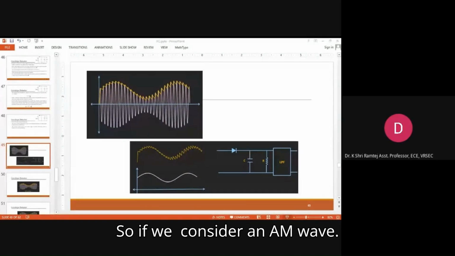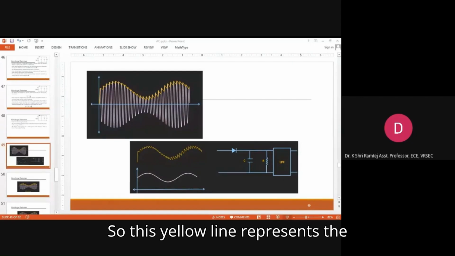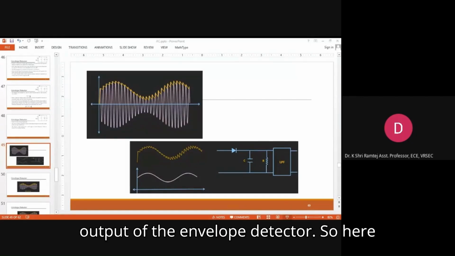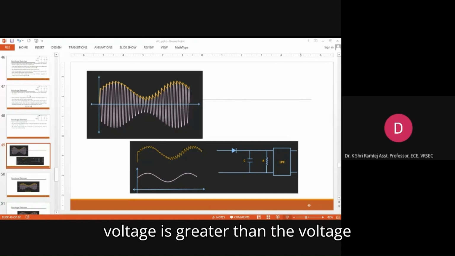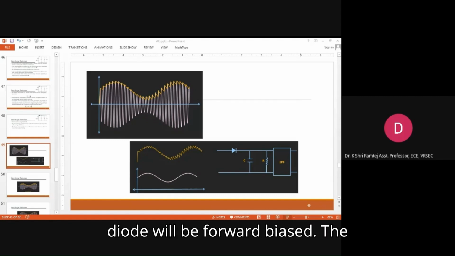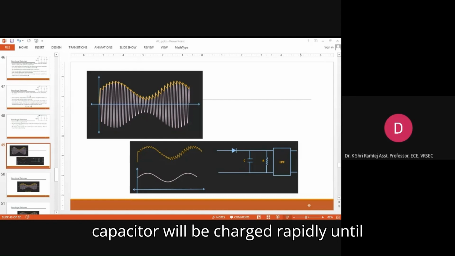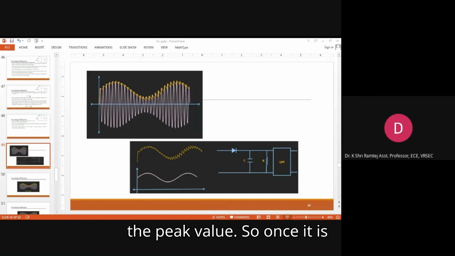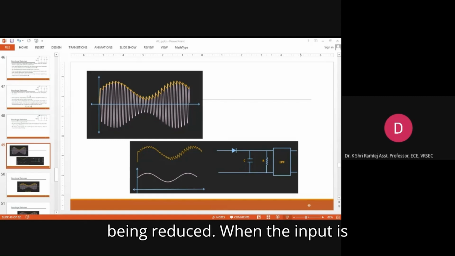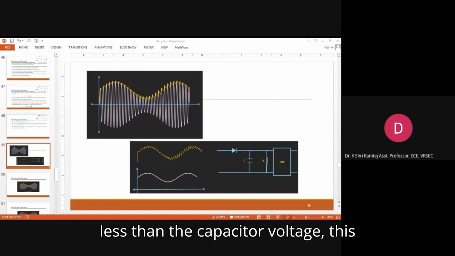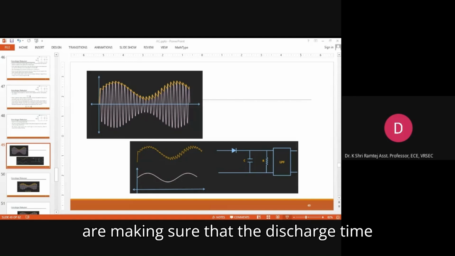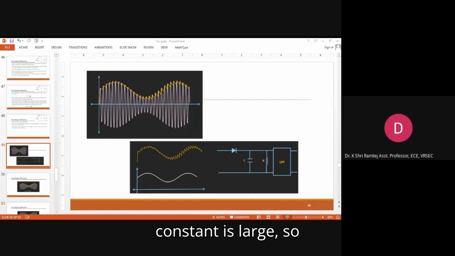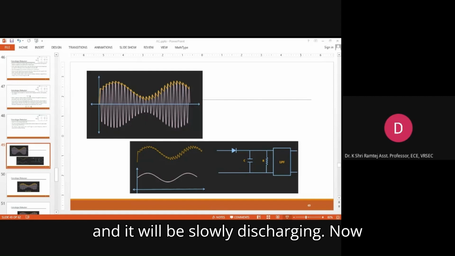If we consider an AM wave, this yellow line represents the output of the envelope detector. At time t equal to 0, when the input is positive and greater than the voltage across the capacitor, the diode will be forward biased. The capacitor will be charged rapidly until the peak value. Once it is charged to the peak value, the input is being reduced. When the input is less than the capacitor voltage, the diode will be reverse biased, and hence the capacitor will be discharged slowly. Since we are making sure that the discharge time constant is large, the discharge rate will be slow and it will discharge slowly.